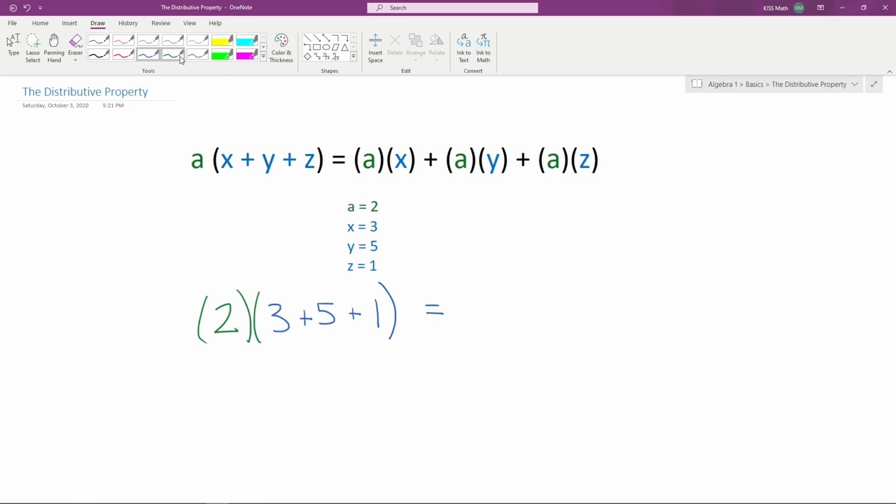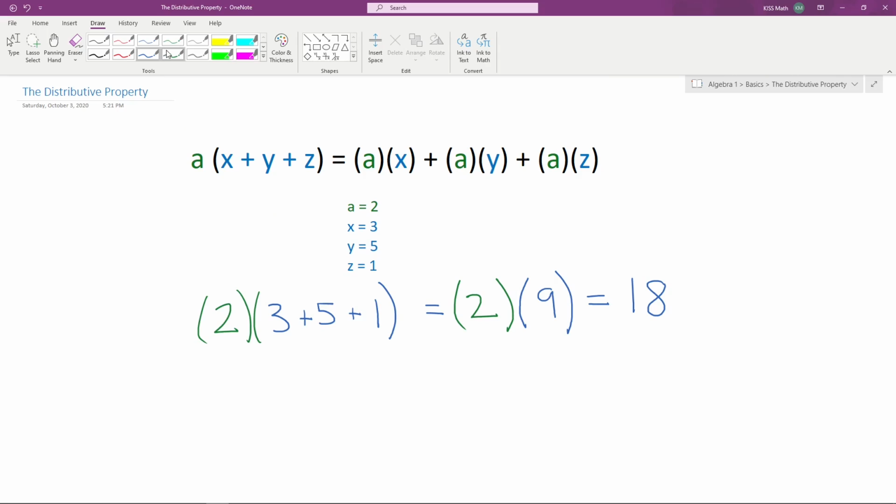Now what I can do is I can solve this normally and say 2 times whatever's in the parentheses, which is 3 plus 5 is 8 plus 1 is 9. And so we just get 2 times 9 is 18.